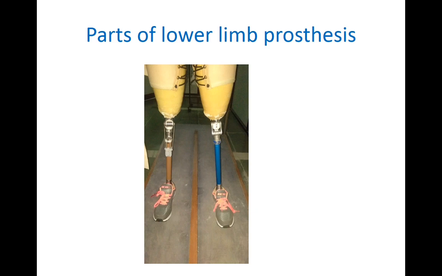If weight is taken on the distal end, the patient will have pain, because the distal end of the femur will poke into the distal tissues of the stump, causing severe pain, and he won't be able to use the prosthesis. So in this case, we call it an ischial weight bearing prosthesis.